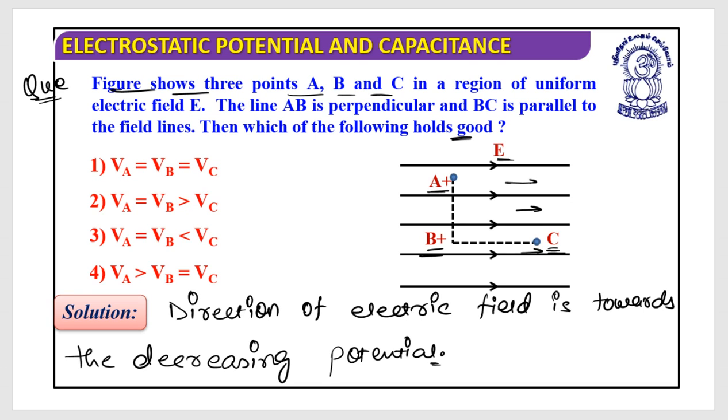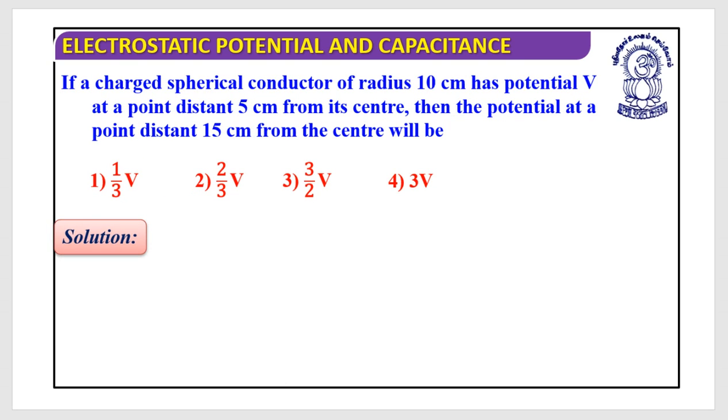One more thing: point A and point B are on the same location, since the line AB is perpendicular to the field. So these two are at the same location, and they must have the same voltage. VA equals VB, and this value will be greater than VC. So this would be the correct answer: VA equals VB, which should be greater than VC. I hope this is clear. Great. Let's move to the next question.